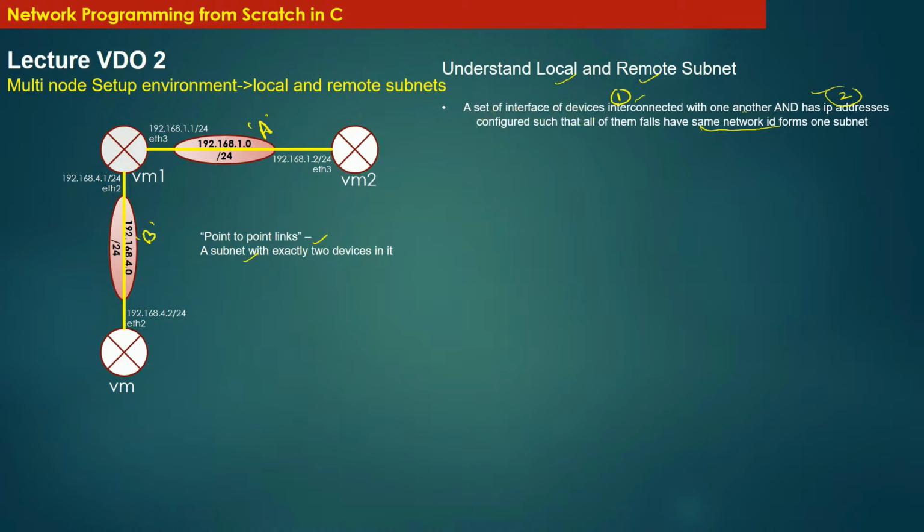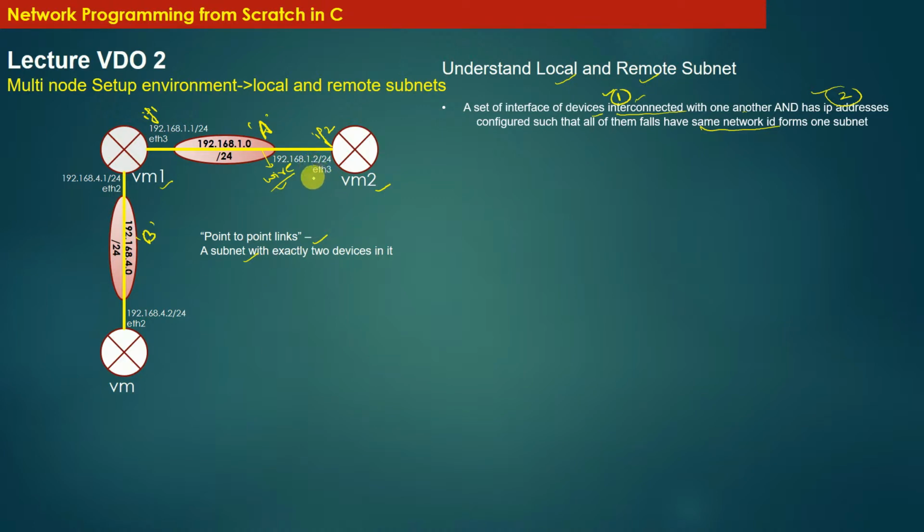A set of interfaces of devices. We have two devices, VM2 and VM1. VM1 has an interface, let's say IF1, and VM2 has an interface, let's say IF2. These interfaces are interconnected using a wire, which we call a point-to-point link. So condition 1 is satisfied: there are two devices and their interfaces are interconnected by wire.